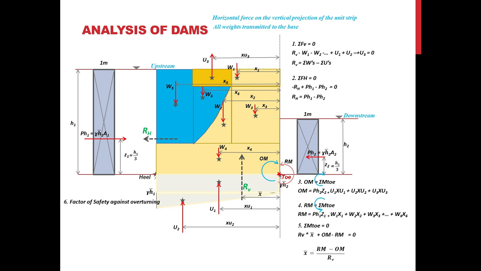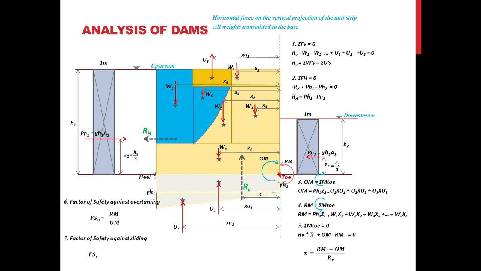Number 6. Factor of safety against overturning. So this is denoted by FS sub O. We always want the righting moment to be greater than the overturning moment. Hence, the formula is simply RM over OM. Number 7. Factor of safety against sliding.